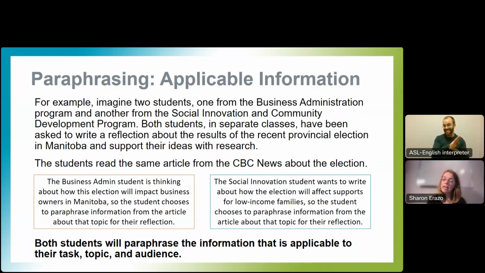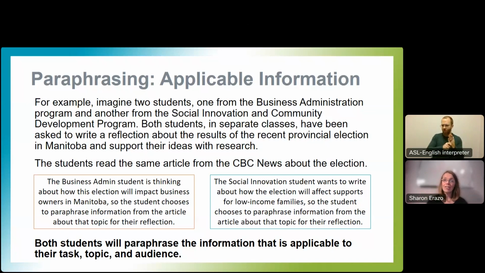On the other hand, the social innovation student may want to write more about how the election will affect supports for low-income families, and so the student may choose to paraphrase information from the article about that topic for their reflection. So taking the same article, these two students with different purposes in their writing may choose to focus on different bits of information, different chunks of information when they're paraphrasing.